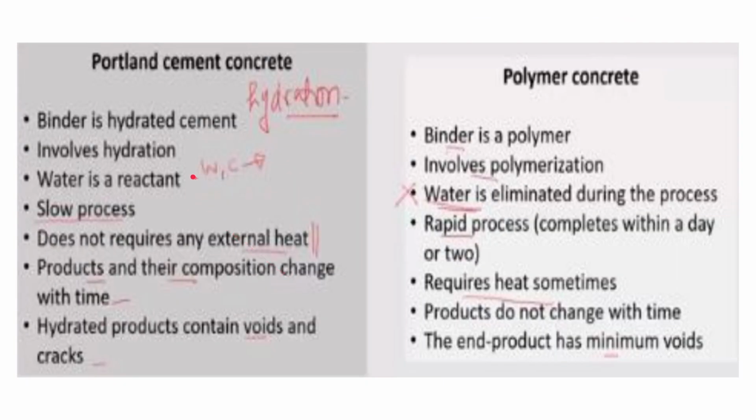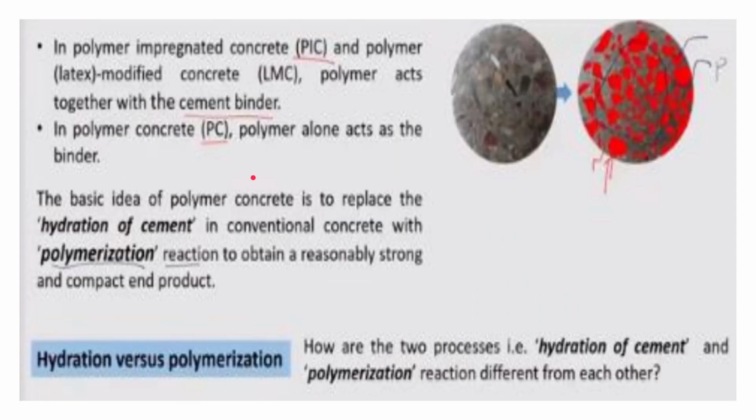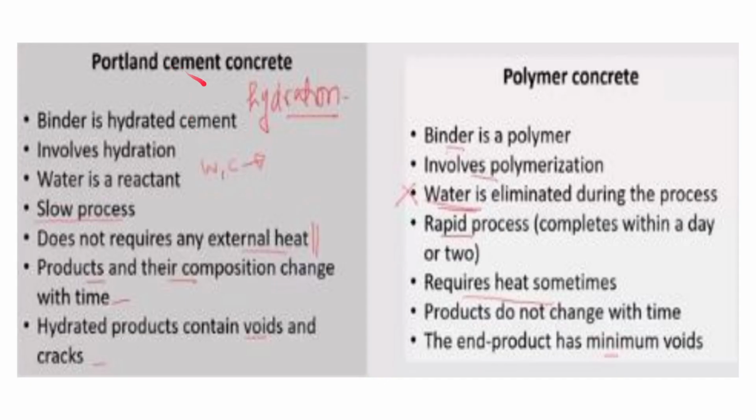Okay, so if we see in case of PCC, that is Portland cement concrete, which allows cement hydration. So here the binder is hydrated cement. However, in case of polymer concrete, that is PC. So let us substitute Portland cement concrete as PCC and polymer concrete as PC. So in PCC, the binder is hydrated cement. However, in case of PC, the binder is a polymer.